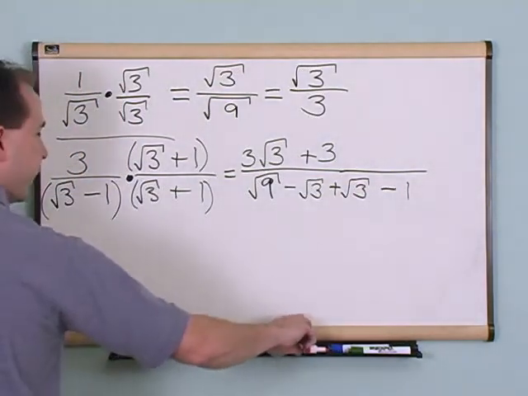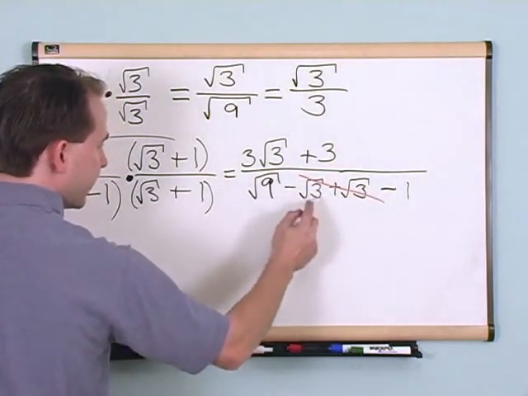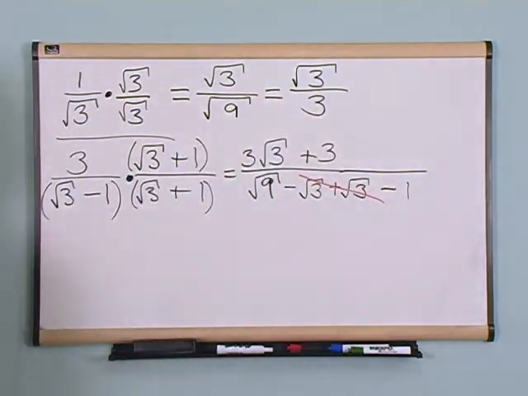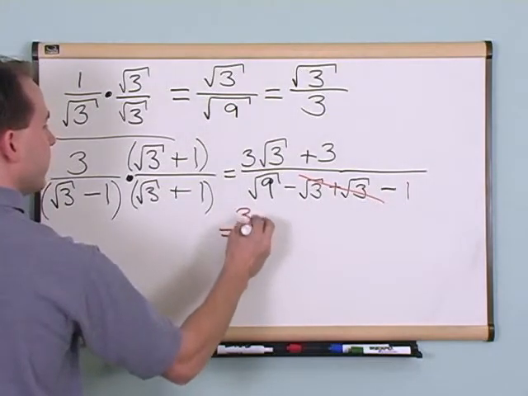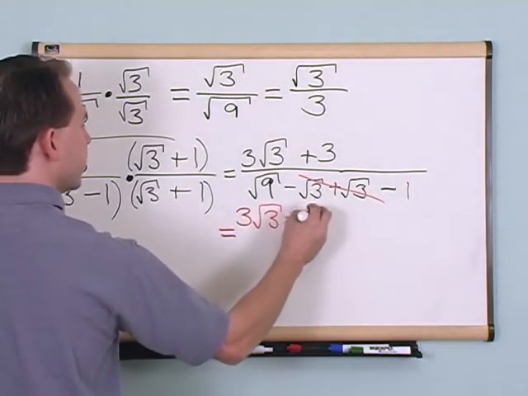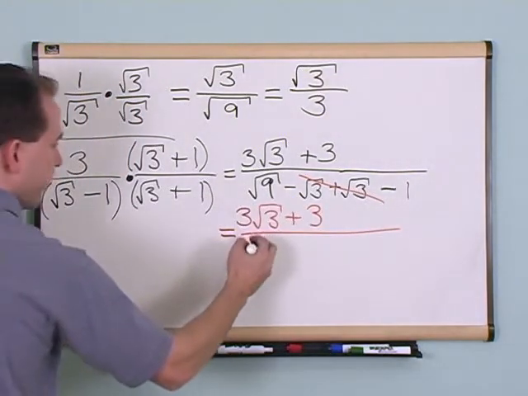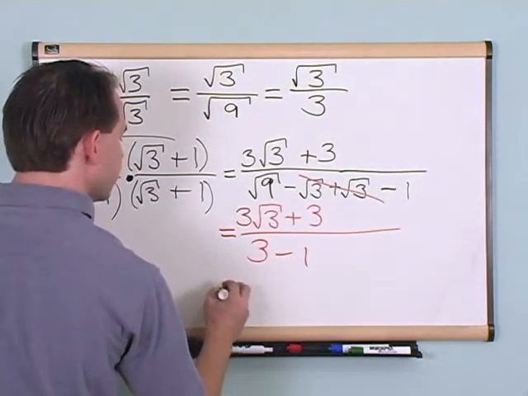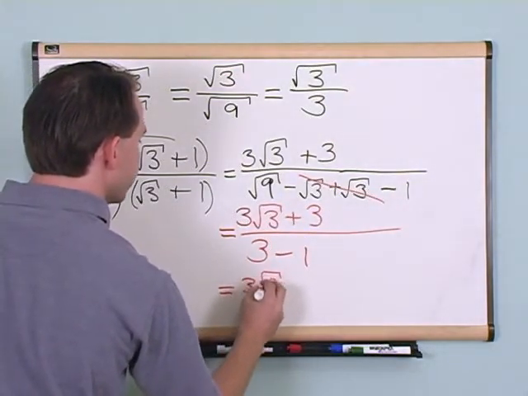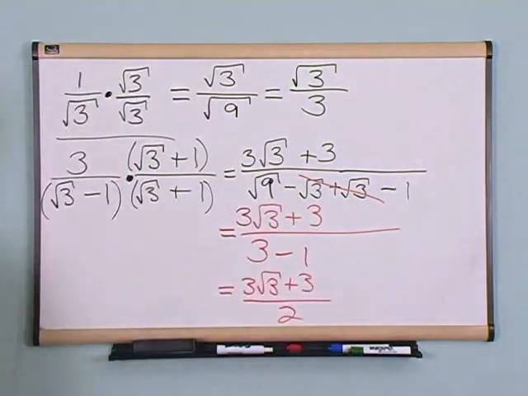Now notice the magic of what happens here. These two radicals go away because it's negative square root of 3 plus a positive square root of 3. So in the end, on the top, I'm going to have 3 times the square root of 3 plus 3 over square root of 9, which is just simply 3, minus 1. So the answer is 3 root 3 plus 3 over 2.